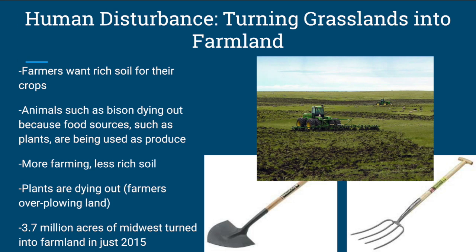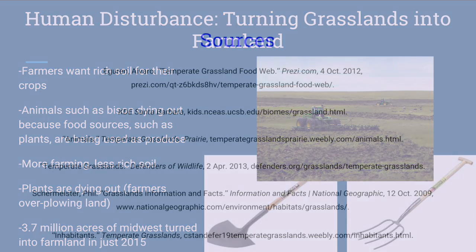There used to be 60 million bison that grazed the temperate grasslands in the United States, and now there are only about 200,000 bison. Furthermore, this affects plants as well, which are dying out due to overplowing and overgrazing of farmland. This overplowing of land makes the soil less fertile, so it becomes a more unfavorable climate for plants. This human disturbance needs to be immediately addressed, as both plants and animals are on the way to extinction.